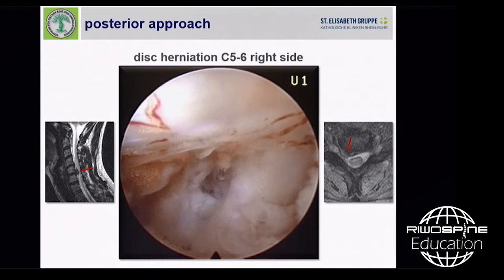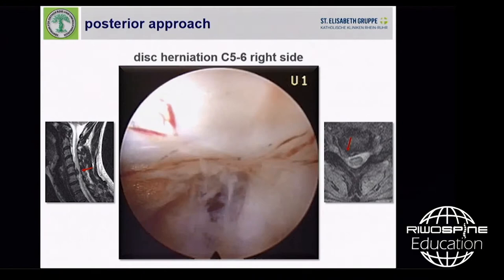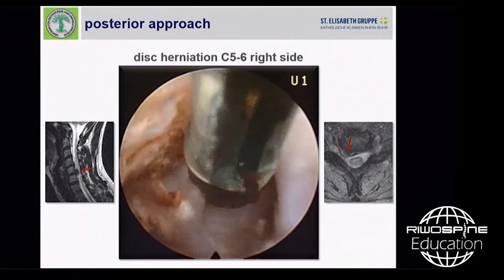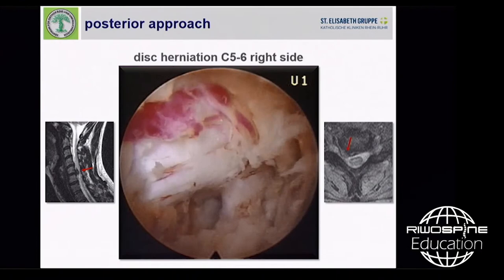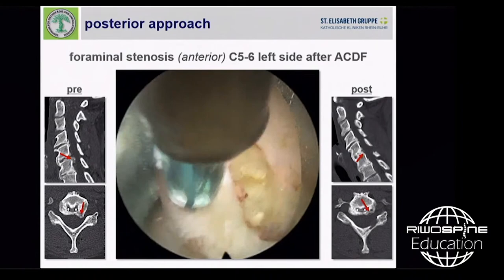And in most of the cases, it is not possible to enter directly the disc space, because in most of the cases the cervical nerve is directly lying over the disc space. In this case, it was possible to enter the disc space. But you see, again, we are checking both sides of the cervical nerve. This is very important.